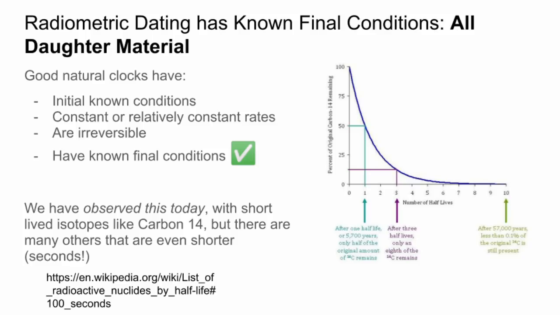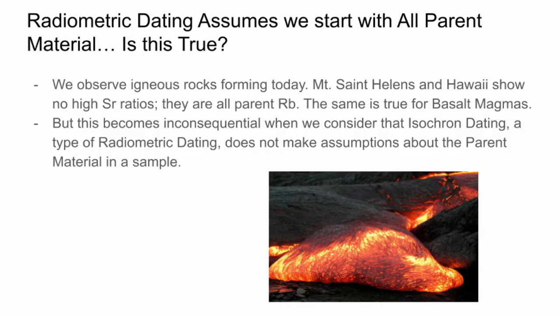There are just hundreds, if not thousands, of isotopes, radioactive nuclides, that have very short half-lives. Some, like carbon-14, have half-lives of about 5,700 years, but some have half-lives in the seconds or picoseconds even. And we've never seen a final product where all the parent material has decayed and it isn't all daughter material. It doesn't turn into something else. It's all daughter material. So that's our first assumption met.